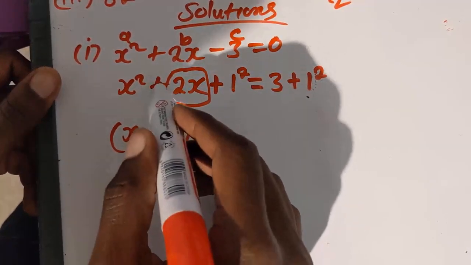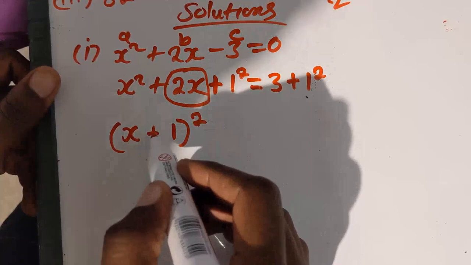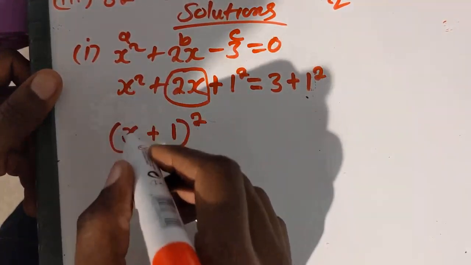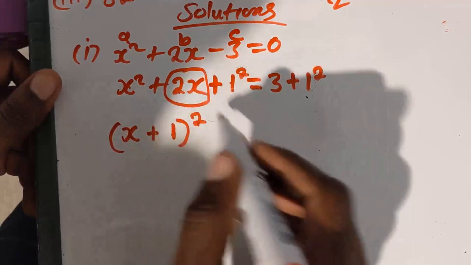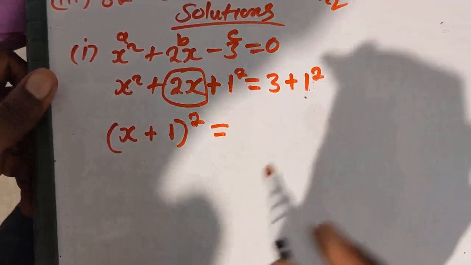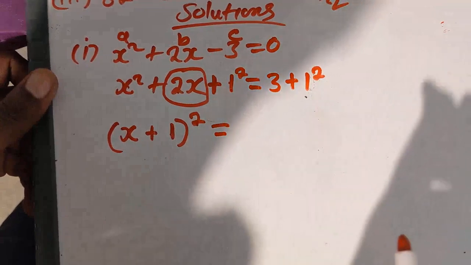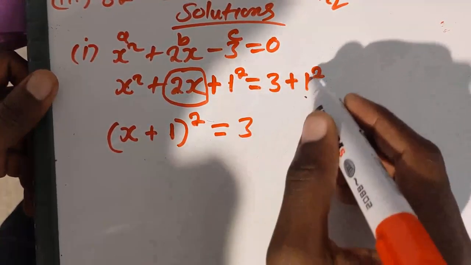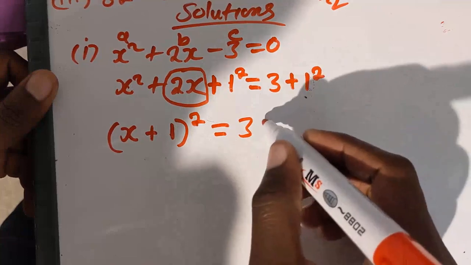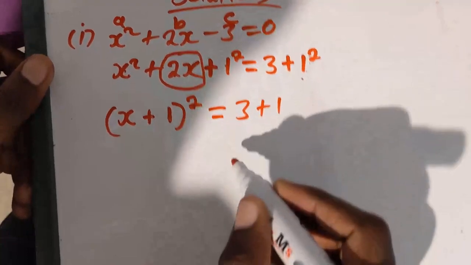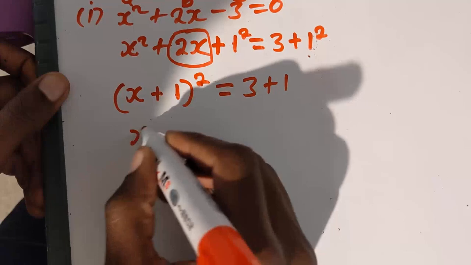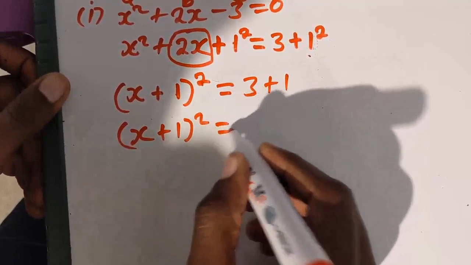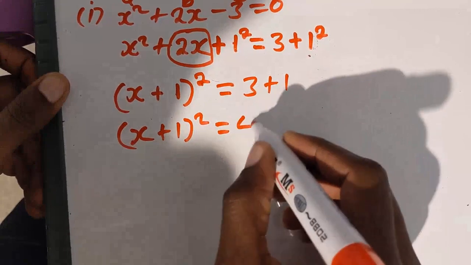If it is negative, get the negative, put it here. Then just forget about everything. This is that, this is that. Just put the equal sign like that. I'm sure you're understanding here. So this side we say 3. What is 1 squared? 1 squared is just 1, so plus 1 like that. So it will be x plus 1 squared is equal to 3 plus 1, that is 4.